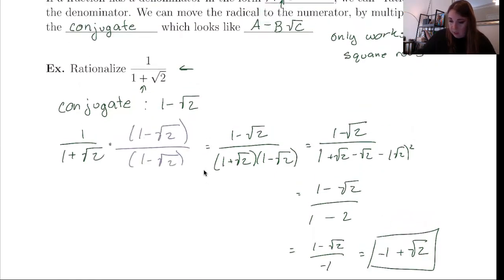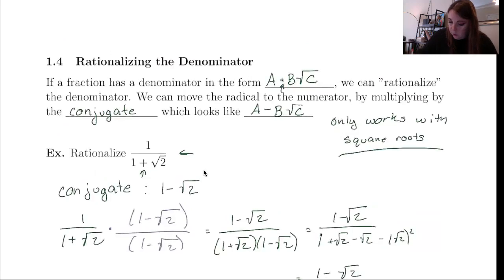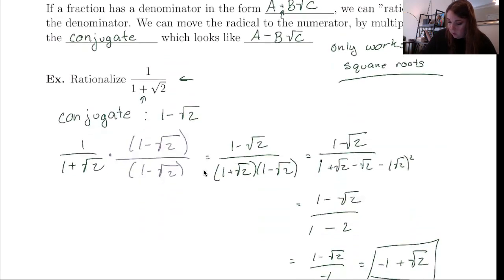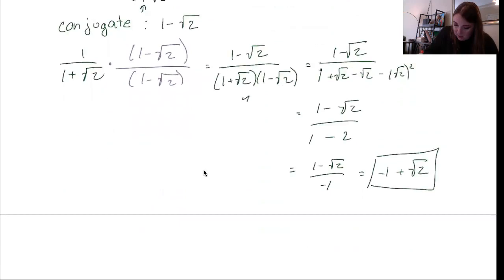Okay, and that's what we call rationalizing the denominator. And I said this only works with square roots. Why? Because this resembles the factoring of, what is it? Difference of squares.